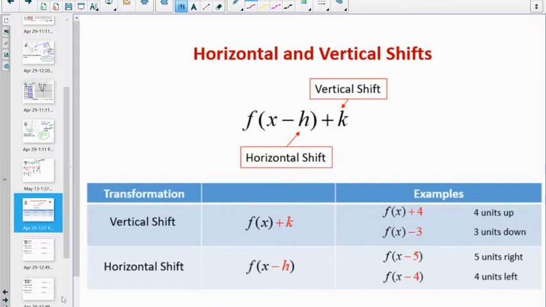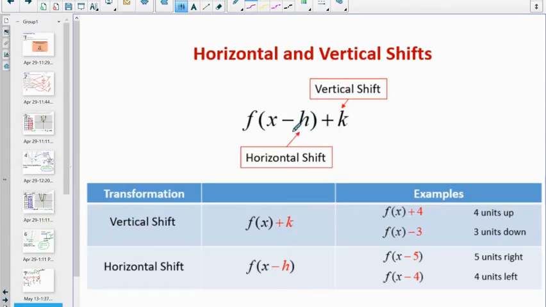See this little h on the inside, this will kind of help. When it's on the inside of that grouping symbol, then it's horizontal. But if it's on the outside, like the k, then it's vertical. And we have this little table down here to help signify. So for instance, if it's plus 4, it goes up 4, minus 3, down 3. And if it's within the grouping sign here, going right, oh, this should be a plus. Then if it's saying left, there we go.